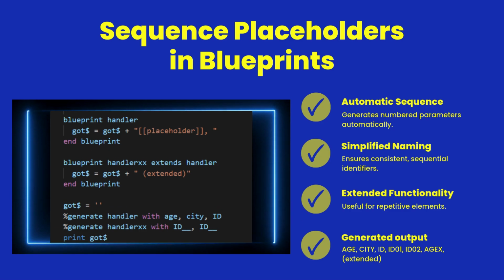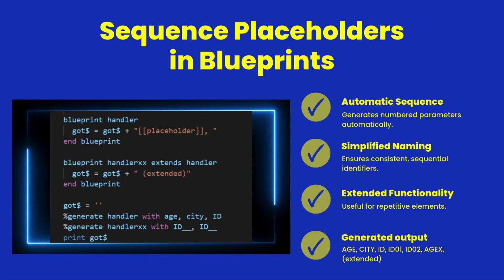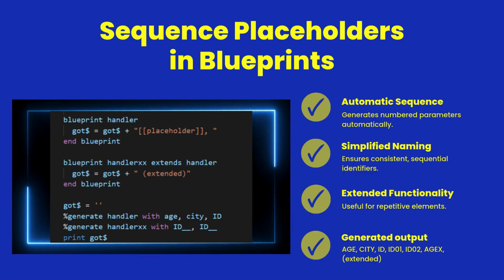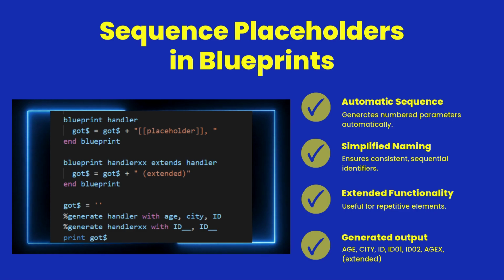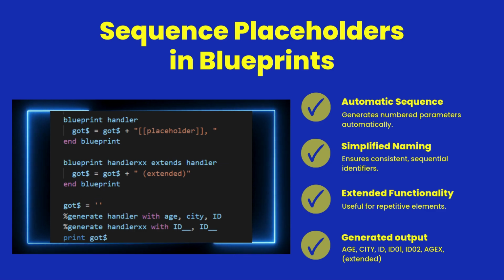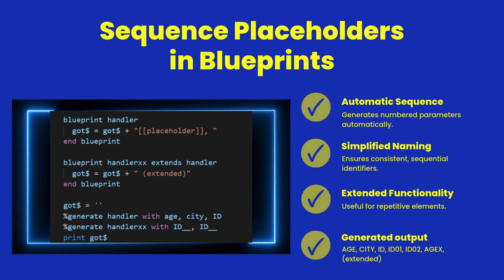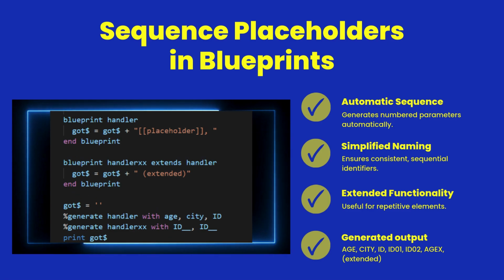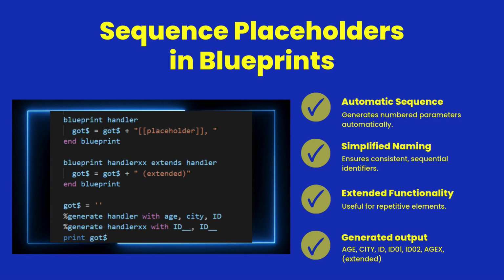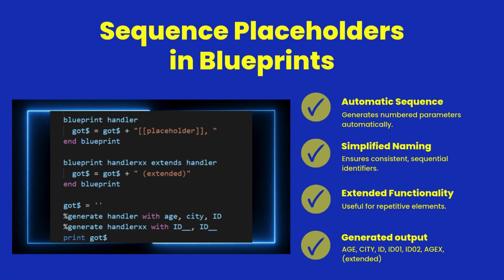Sequence placeholders allow automatic generation of numbered variables, making it easy to handle repetitive elements in code and ensuring consistency without manual adjustments. This example demonstrates how Sheerpower's blueprints and extensions work to build structured code dynamically. The handler blueprint defines a simple action that appends a placeholder followed by a comma to the variable $. An extended blueprint, handler XX, builds on handler by adding extended each time it's invoked.